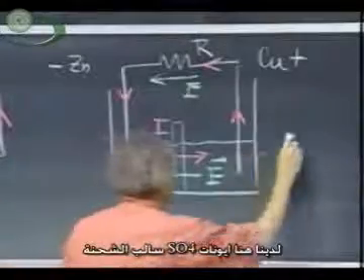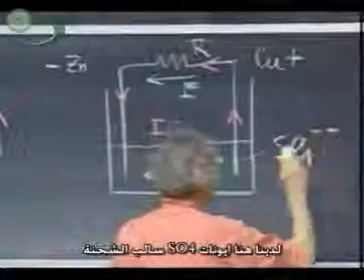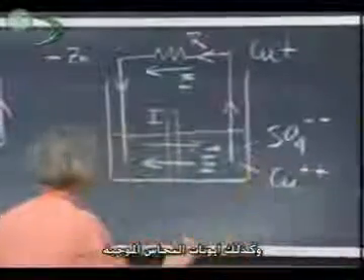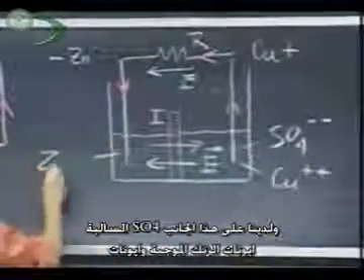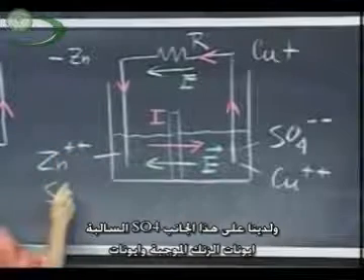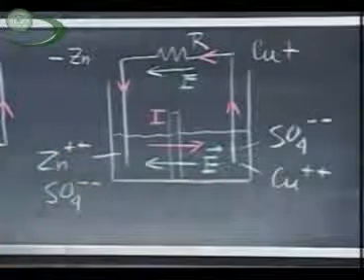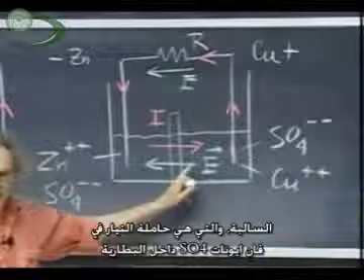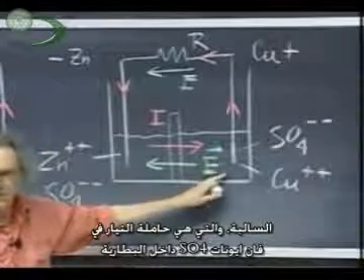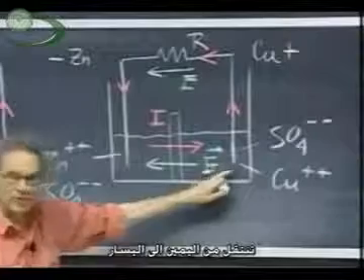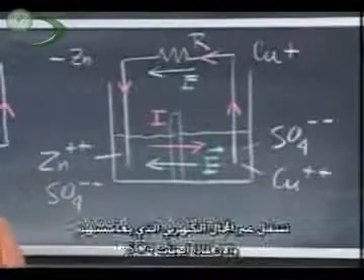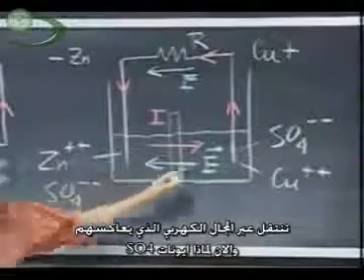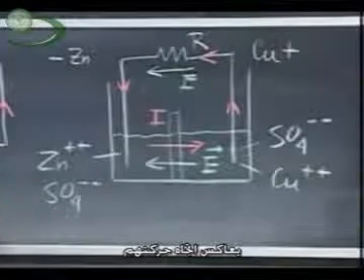You will have here SO4 minus ions, and you have copper plus ions in this solution, and here you have zinc plus, and you have SO4 minus. And as current starts to run, SO4 minus ions, which are now the current carrier inside this battery, are going from the right to the left. Now why would SO4 minus ions travel through an electric field that opposes their motion?